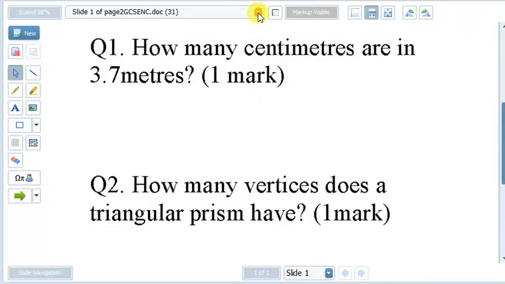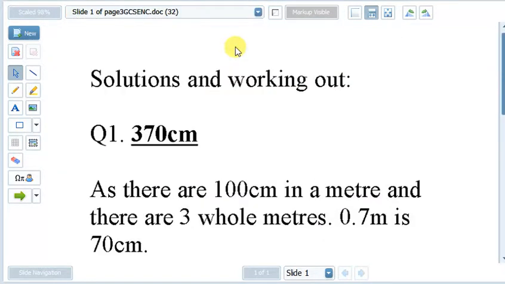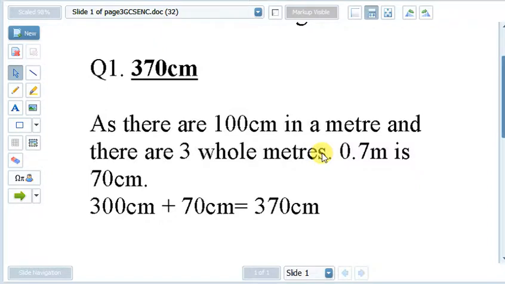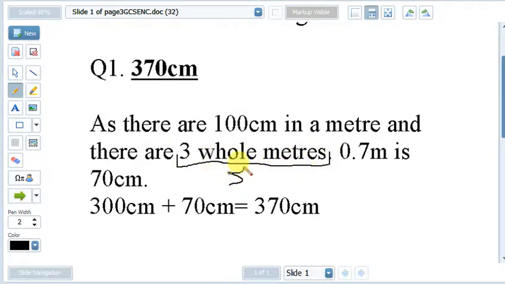Okay, so question 1, and that was, how many centimetres are in 3.7 metres? Now, as we all know, there are 100 centimetres in 1 metre. So if we've got 3 whole metres, then that would equal 300 centimetres, and 0.7 metres is 70 centimetres. So it will be 300 centimetres, add 70 centimetres, which is 370 centimetres.